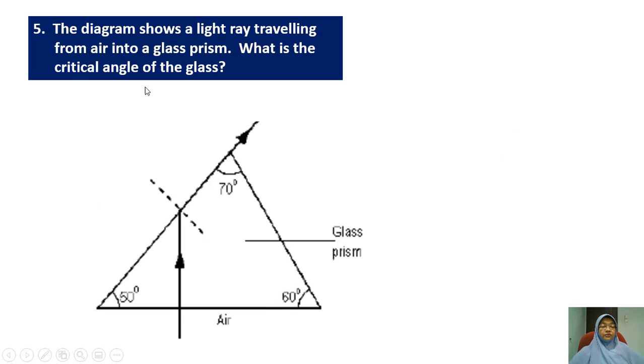Okay, another question. Draw what is the critical angle of the glass. So this is the boundary. On the boundary, r equals 90 degrees, so this is the normal line, and this is the incident angle, which equals 50 degrees. How do we get 50? This is 50, this is 40, so in total it should be 50 plus 40, that's why this is 50 degrees.